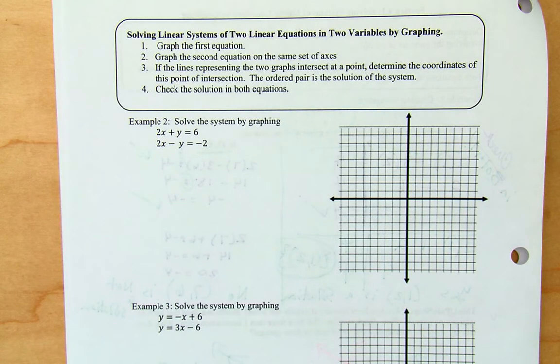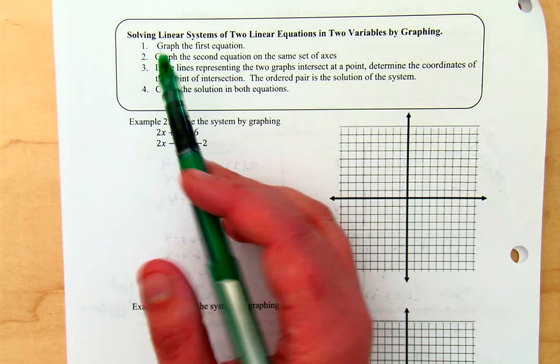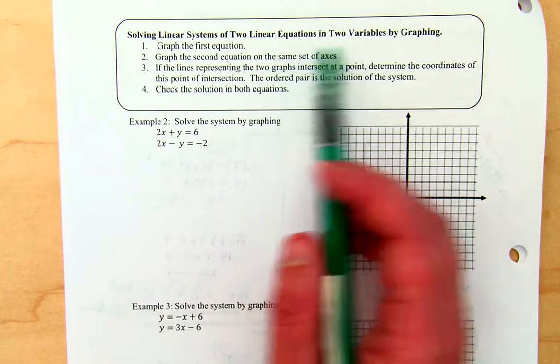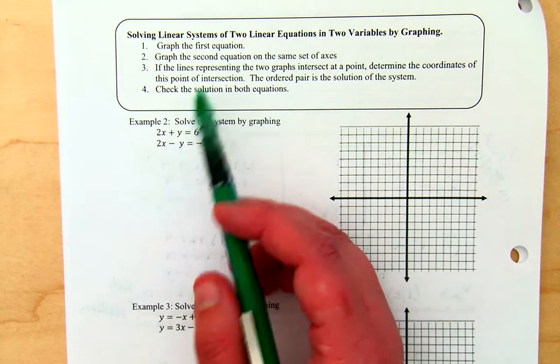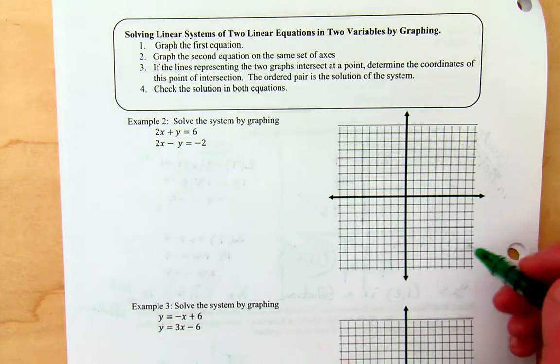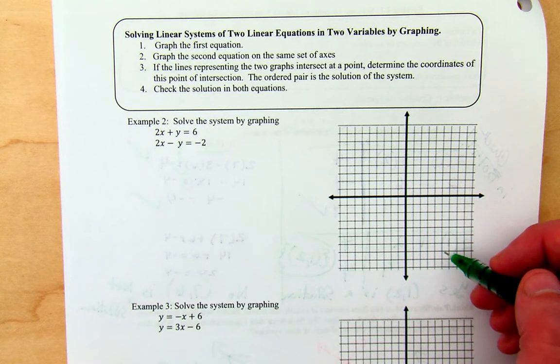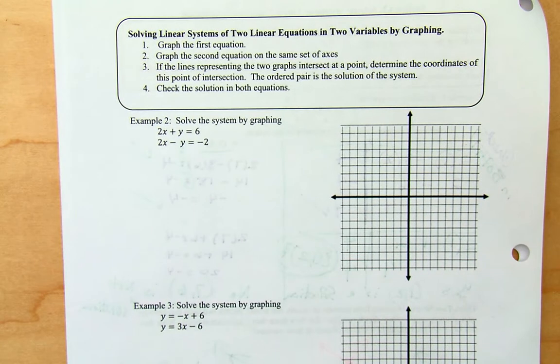Okay, so now what we're going to do is look at two linear equations and graph them. The way you solve a system of two linear equations by graphing is you graph the lines on the same set of axes. And the solution is going to be where they cross.